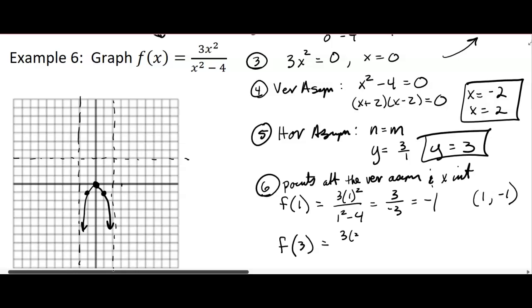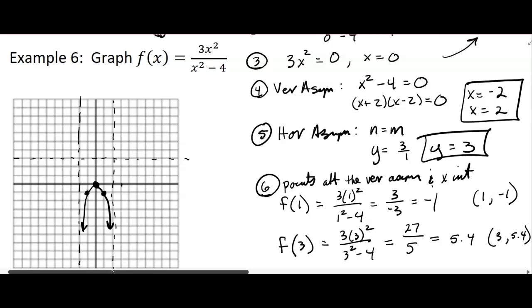So I have 3 times 3 squared over 3 squared minus 4, which is going to be, see, 9 times 3 is 27 over 9 minus 4 is 5. Okay, so what's 27 divided by 5? It's like 5.4. I'd like to know, so I'm going to grab my calculator. It's late at night and I can't see. 27 divided by 5. Yeah, 5.4. Okay, so I have another ordered pair. That ordered pair is 3, 5.4.